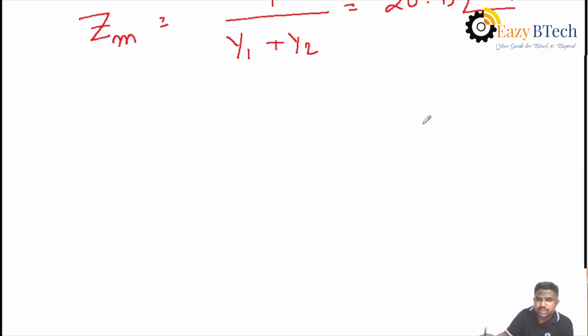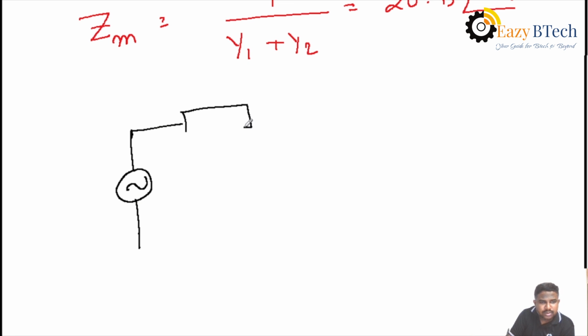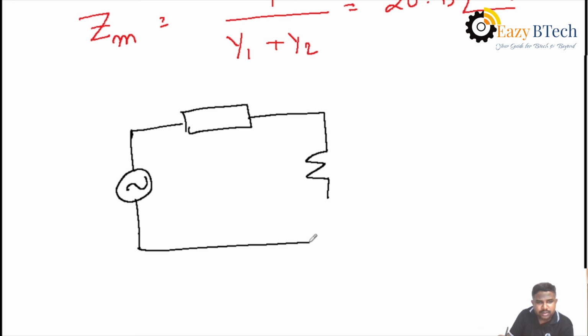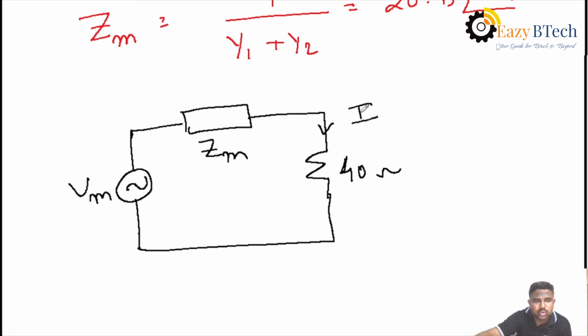After calculating both values, what is the next step here? You can draw the Millman circuit. What is the Millman circuit here? This is an AC circuit, so an AC source here, in series with impedance, and that circuit will be connected across the element which was deleted, that is, the previous value of 40 ohms. This is the Zm value, and this is the Vm value. What is our aim here? To find the current passing through 40 ohms.